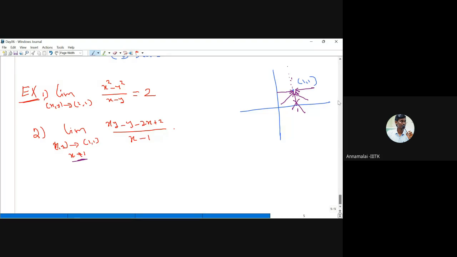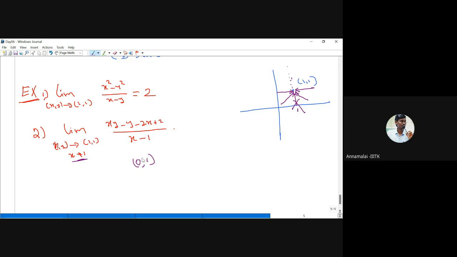So what is it? Any okay? Sir, can we choose a path 0, 1? No, 0, 1 means it's not a path, just a point. You're saying just a point. Okay, sir. We need some numbers like 1 by n or something.